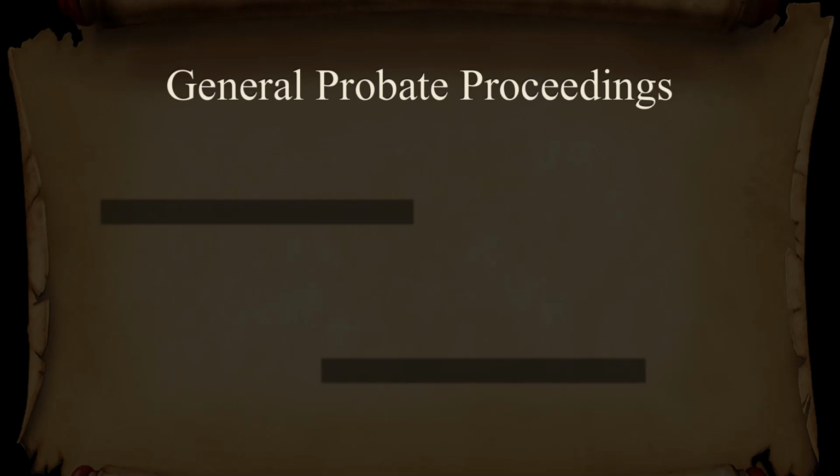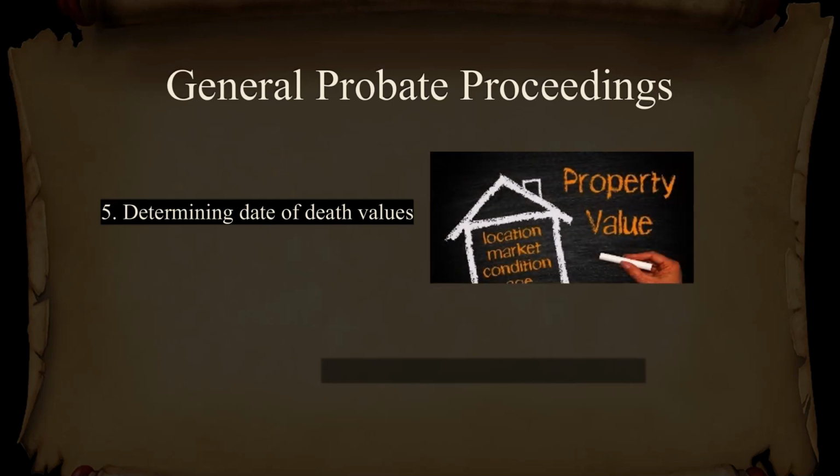Then a personal representative may need to calculate the date of death values for the decedent's assets. There are several ways to accomplish this. This is typically accomplished through account statements, appraisals and research regarding date of death stock and bond values.